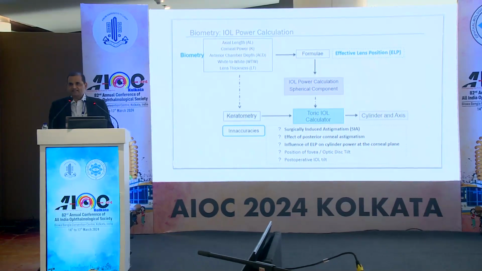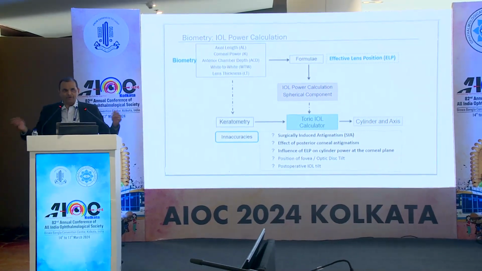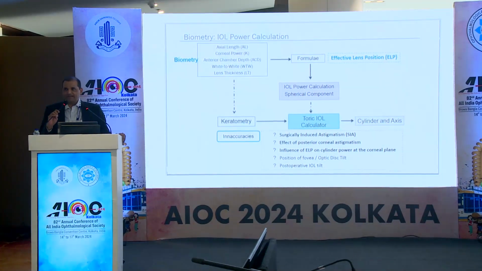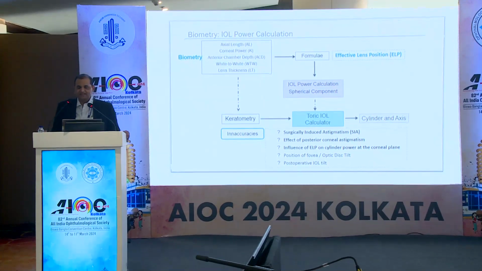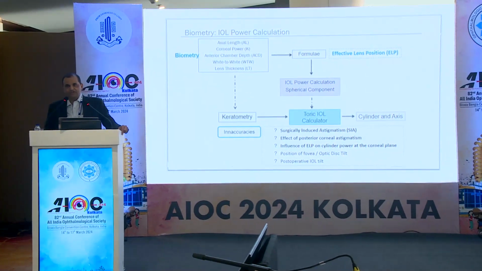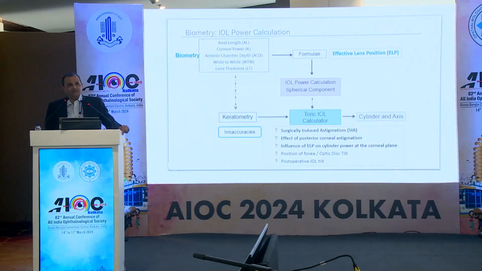Now, if it is the same, then why do we have so many toric calculators? Why is it happening? Because we have a little bit of understanding about the astigmatism part. So first is the SIA part, surgically induced astigmatism. There is some newer understanding about the posterior corneal astigmatism part. There are definitely influences of effective lens position, of the cylinder at the corneal plane and cylinder at the IOL plane, and certain things like a postoperative IOL tilt factor. So we will briefly go through them, and then we'll go for which are the available toric calculators for us.